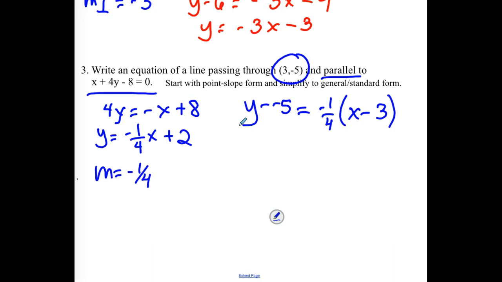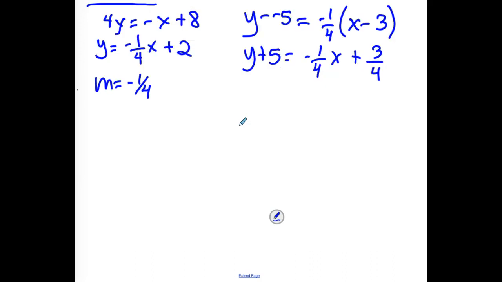Okay? So we need to do some distributing, but then general form means everything's on one side, right? Standard form, we have the constant on the other side. So y plus 5 equals negative 1/4 x plus 3/4. If we were going to get this in general form, we're going to move everything to one side. So I'm going to add the 1/4 x to the left side. I already have a single y there. And now I have to subtract a 3/4.